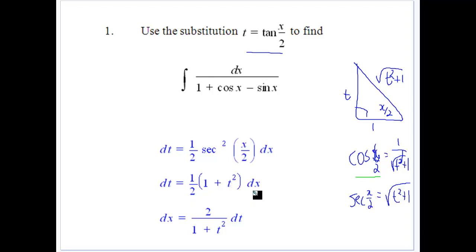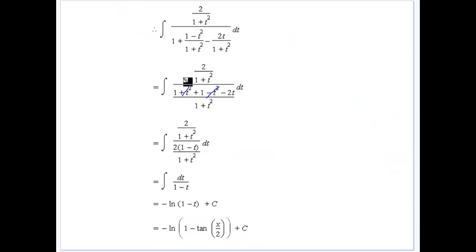Now notice it's dx with t here, so we have to divide by 1 plus t squared multiplied by 2. So that's where dx is equal to 2 on 1 plus t squared dt. Told you it wasn't easy. And that's just getting dx in terms of t and dt. Next step is to do some substitution of the other ones.